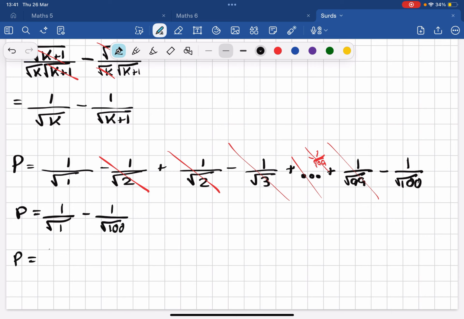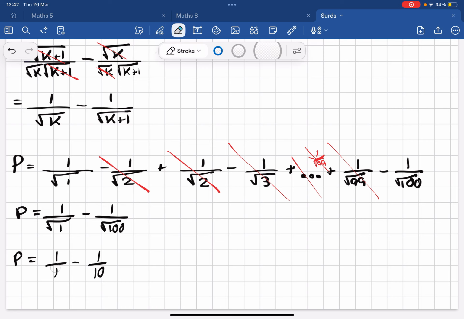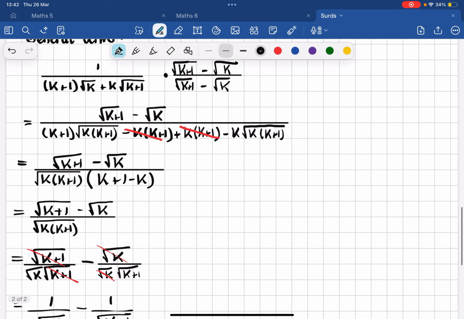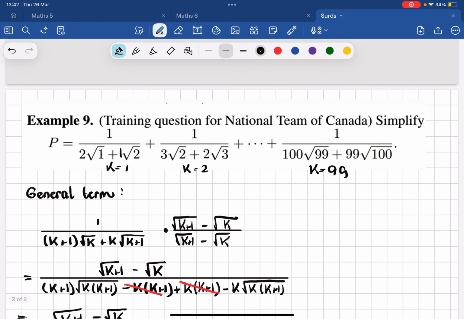Take the principal root of 1 and 100, so that's 1 and 10 respectively. So 1 over 1 minus 1 over 10 equals 9 over 10. And that's this interesting looking surd, simplified down to 9 over 10. Nice simple fraction. Neat.